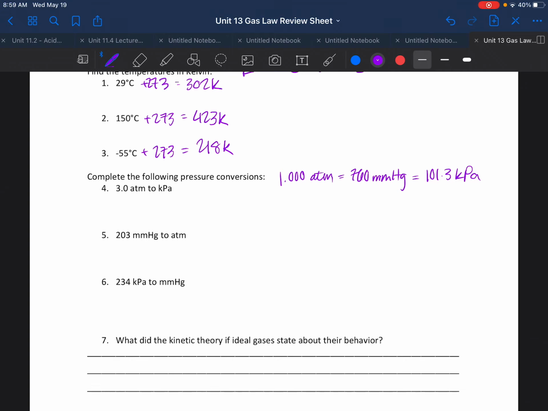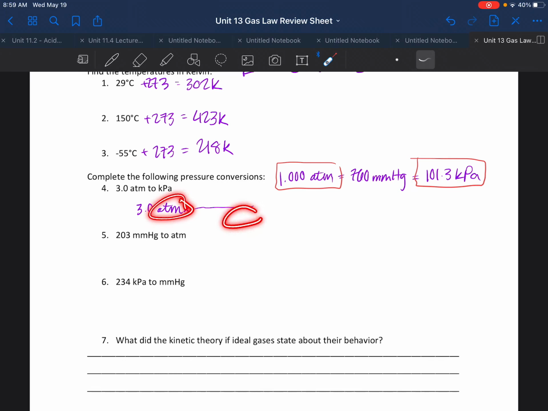And so the first one here is we are going from atm to kPa. So the ones I'm focusing on are these. And so you guys should be pros at conversions now. We're starting with what we know. Well, if we have 3 atm, we're going to set up our unit conversion. If we want atmospheres to cancel, we're going to put atmospheres on the bottom, atm, and we are going to put our target units on top, kilopascals.